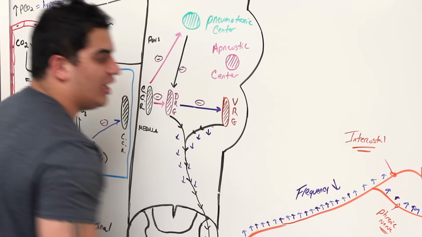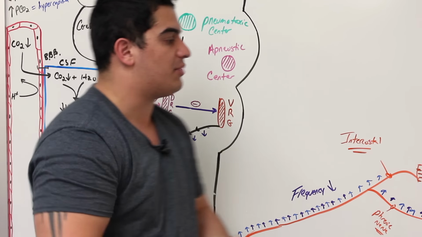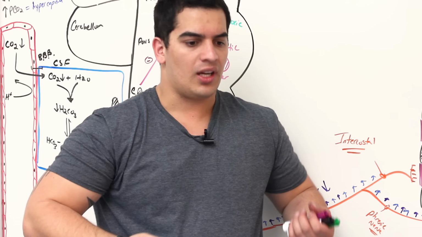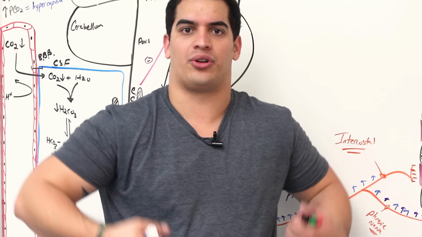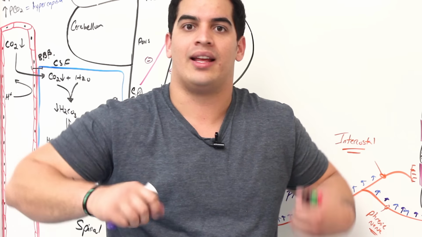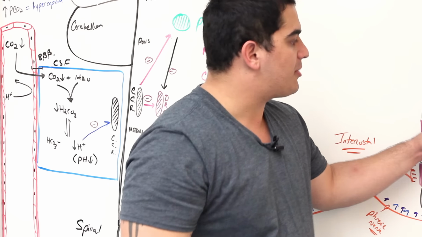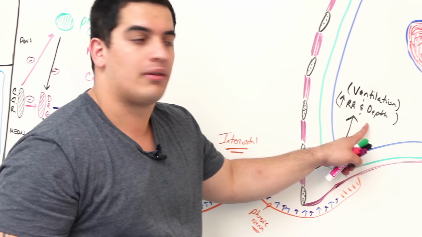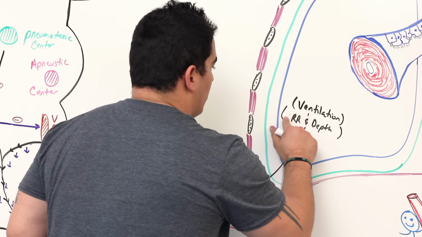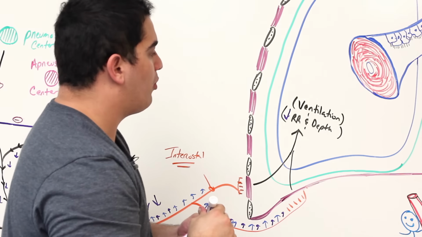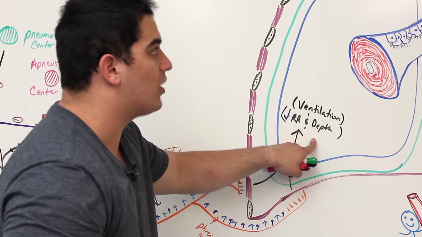If the frequency decreases, what's going to happen to the rate at which these muscles are contracting? Well, it's going to be a slower rate of contraction, right? So in other words, when the diaphragm contracts and when the external intercostals contract, it's not going to be happening at a very high rate. So what's going to happen to the respiration rate and the respiration depth? That will decrease.